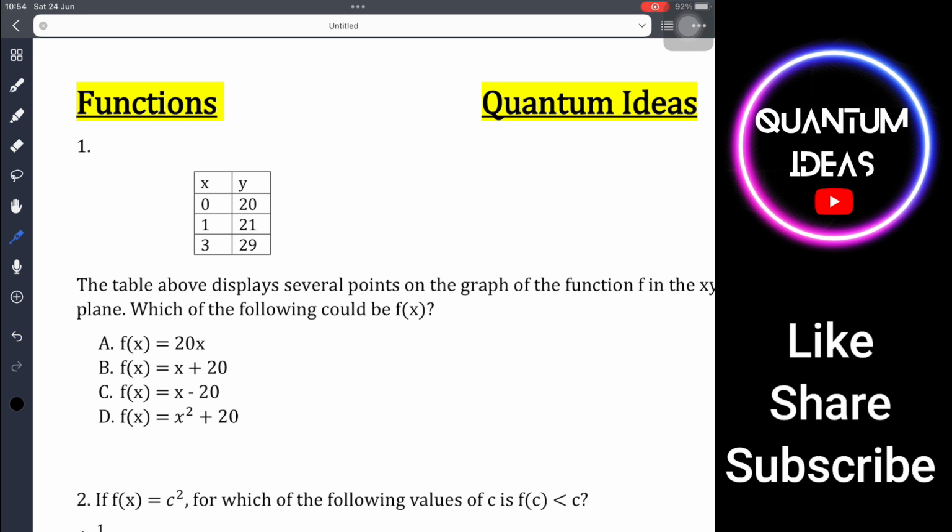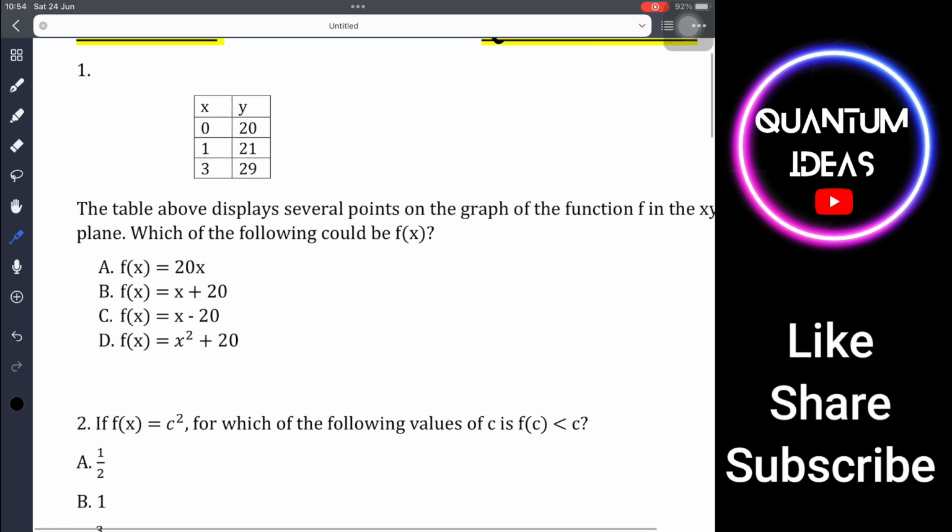So today I'll be solving some of the DSAT problems related to functions. So let's get started, and it is one of the very important topics. So let's solve it carefully.